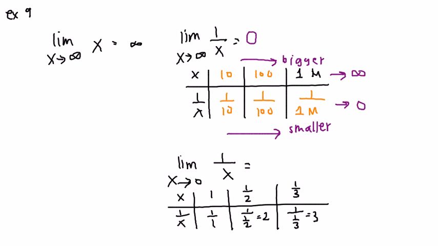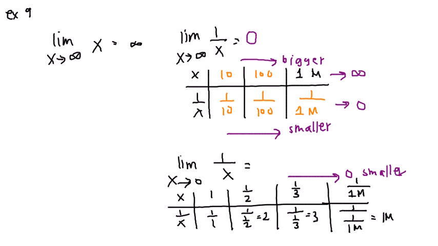So then if I continue on, getting closer to 0, so let's say 1 over 1 million, that would be 1 over 1 over 1 million, which is really 1 million. So you notice, as x gets smaller and smaller, going towards 0, what happens to my y values?